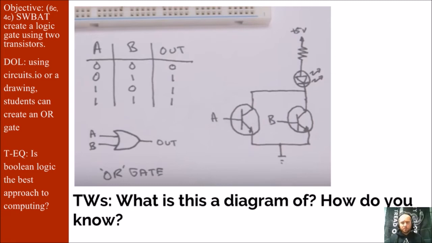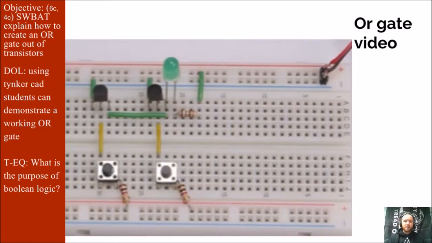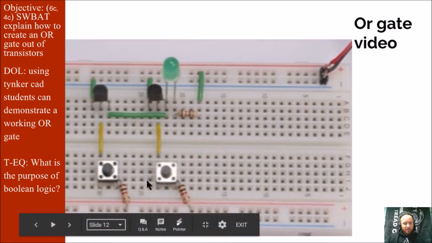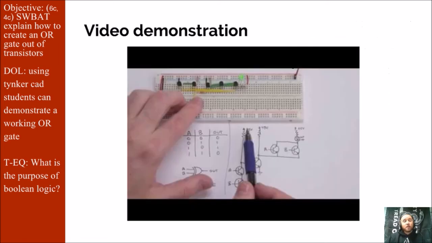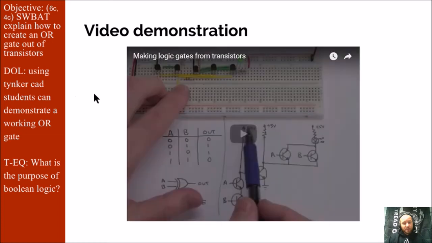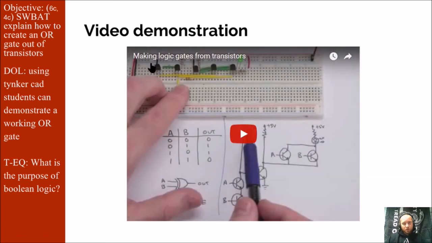And at this point, you should be feeling pretty proud of yourself for being able to read some electrical schematics. In the Ben Eater video that I highly recommend you watch, he wires up an OR gate right here. So that's basically what he did. If you need more information, go ahead and search for making logic gates from transistors. You can watch his video from that title.